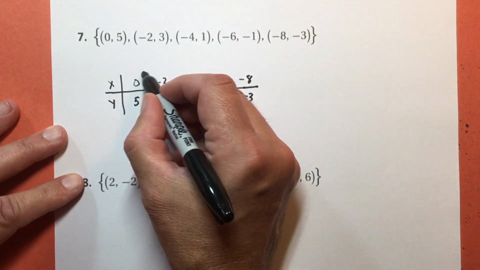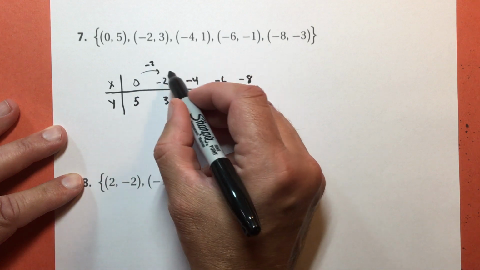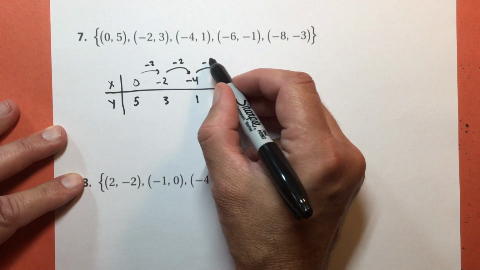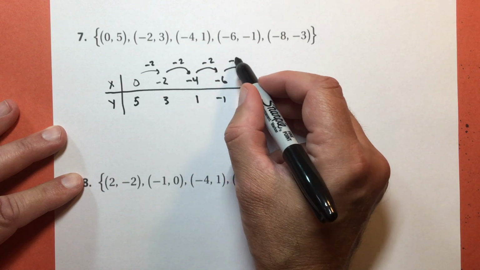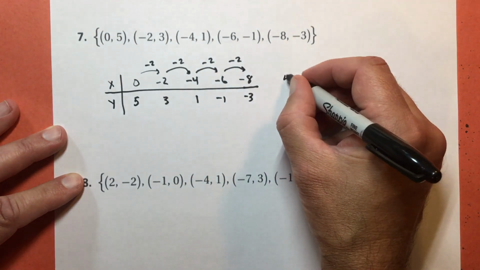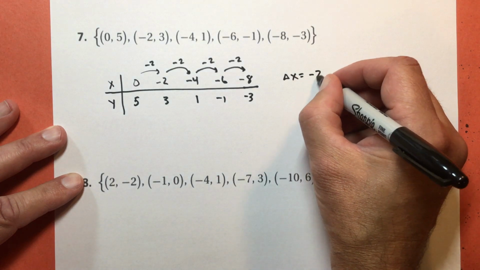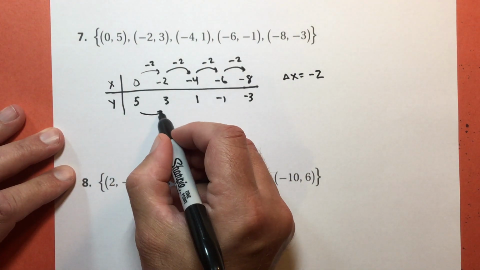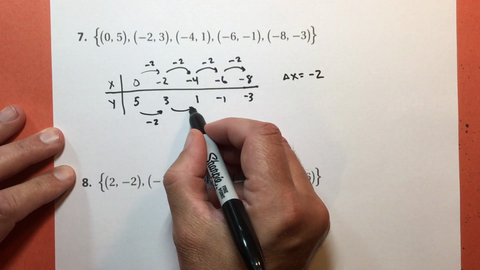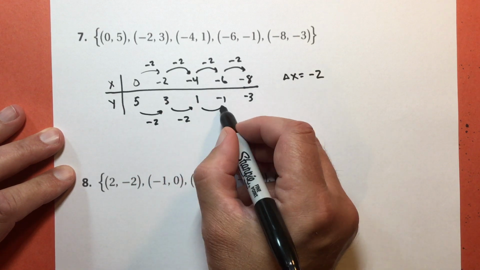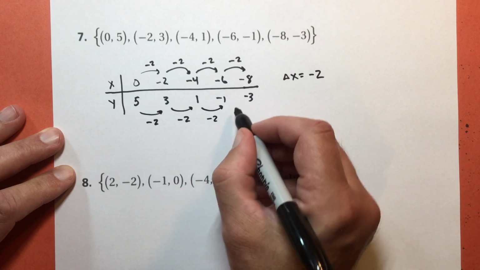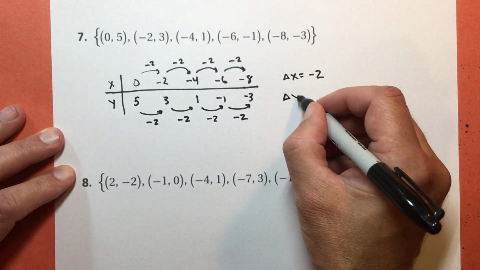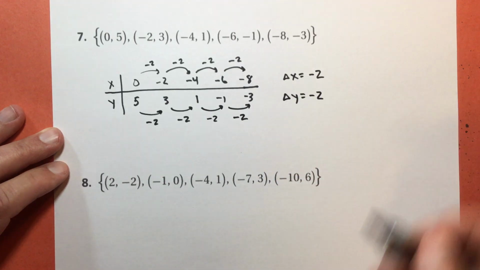0 to -2 goes down 2. That still goes down 2. All of these are decreasing by 2. So my change in x is negative 2. 5 to 3 is negative 2. 3 to 1 is negative 2. 1 to negative 1 is negative 2. And negative 1 and negative 3 is negative 2. So my change in y is negative 2.